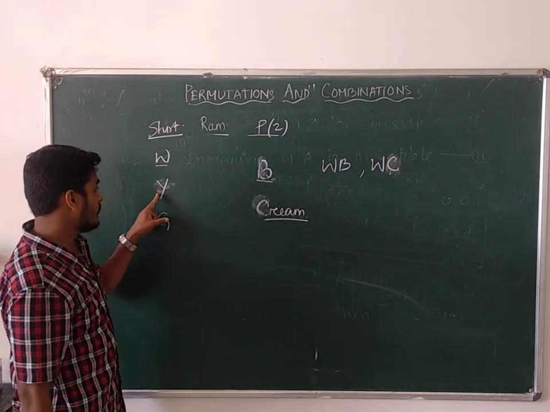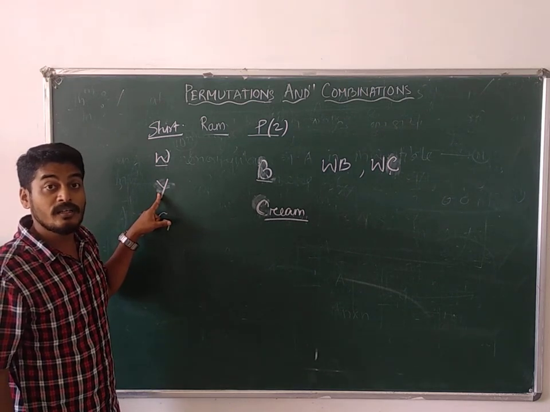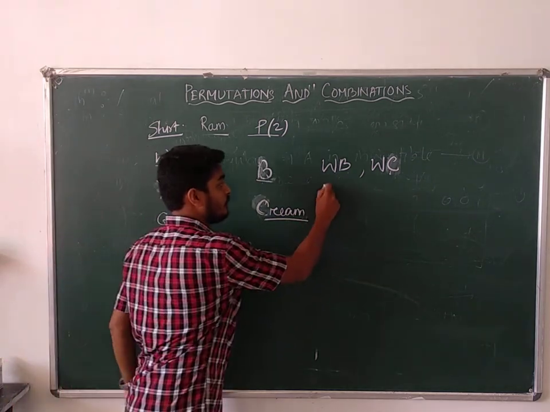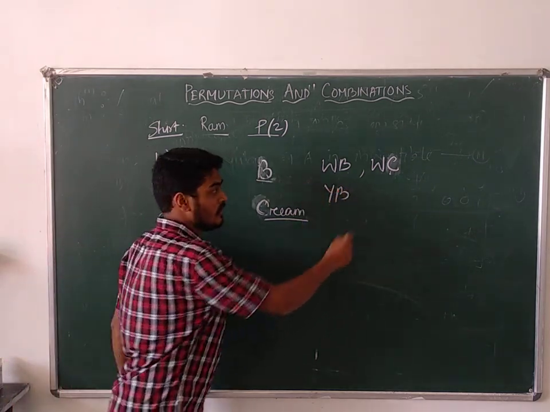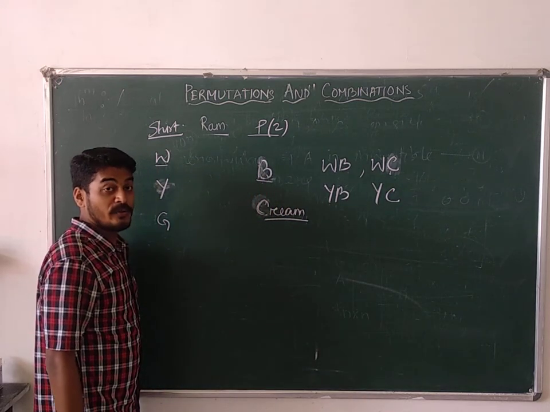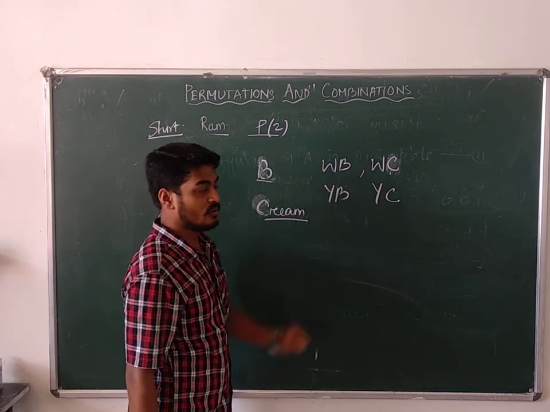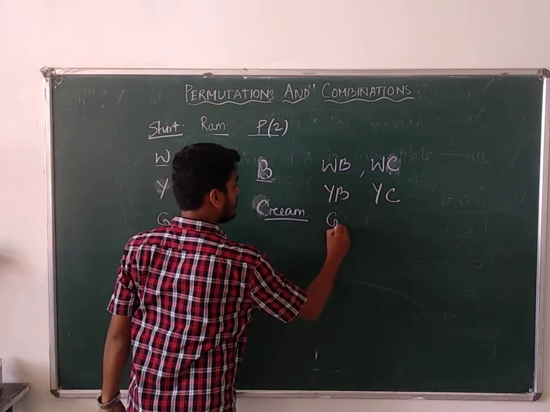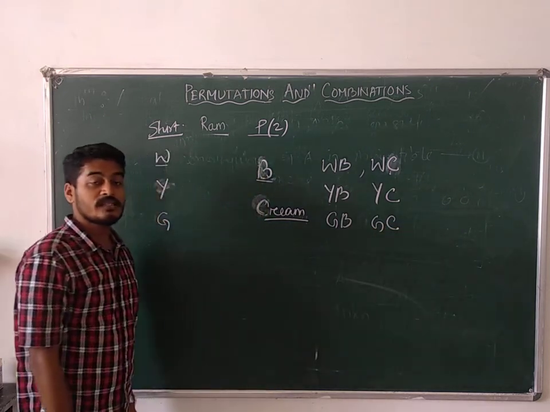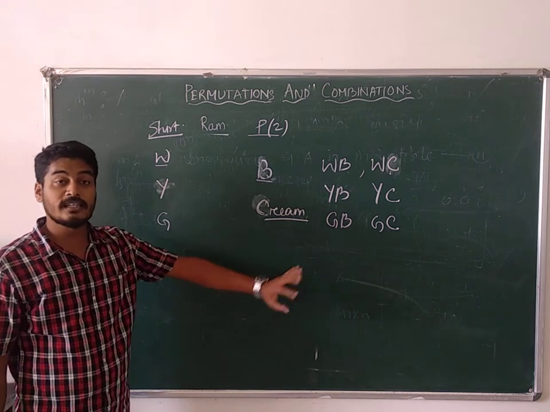In the second case, obviously, if he will select a yellow shirt, then how many pairs will be there? Yellow black, one combination. Then yellow cream, another combination. How many different ways he can dress up? 1, 2, 3, 4. Then green shirt, black pant, then green shirt, cream pant. So total 6 different ways he can dress up himself. Other than 6, he will not get any pair.